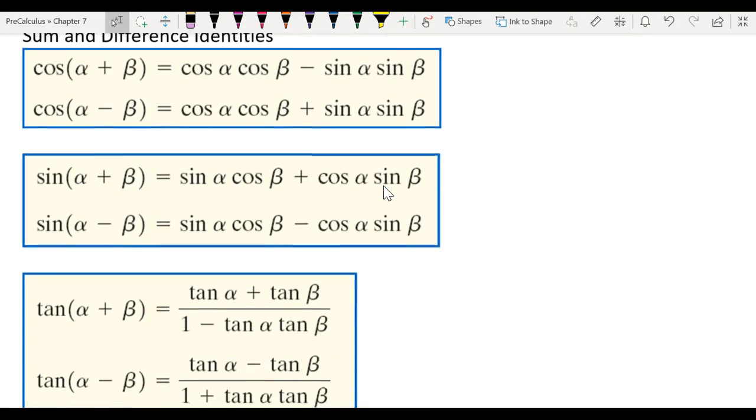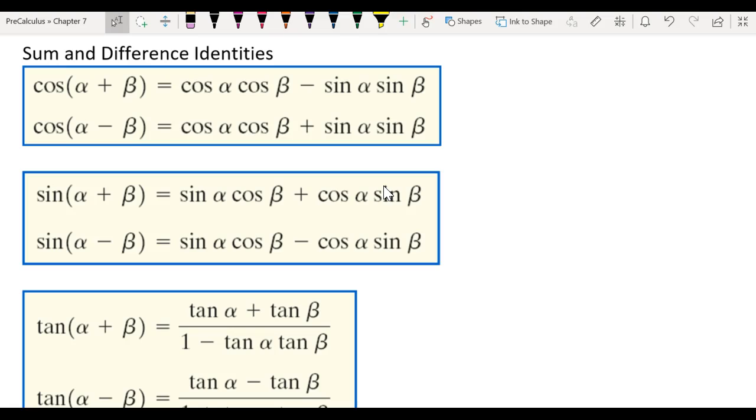Also, these formulas will be given to you on the test, okay? You don't have to memorize them. You do need to memorize them for the CLEP test, okay?